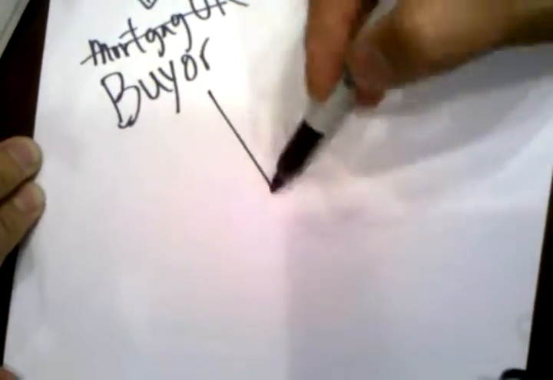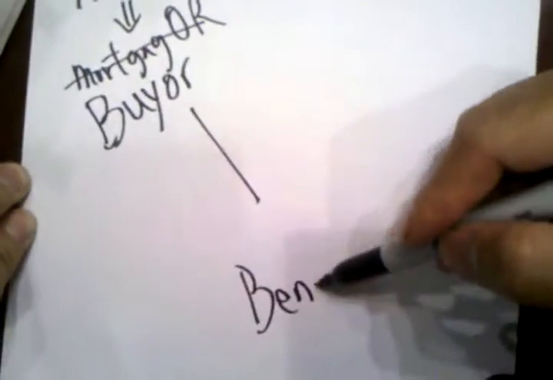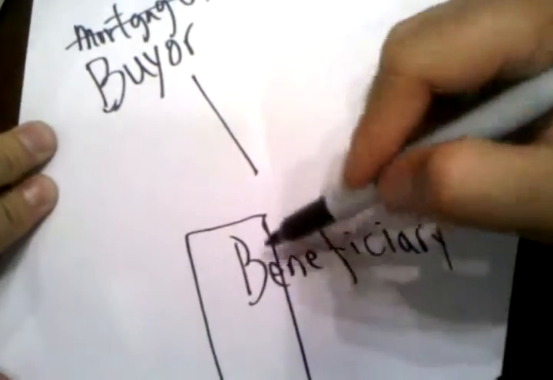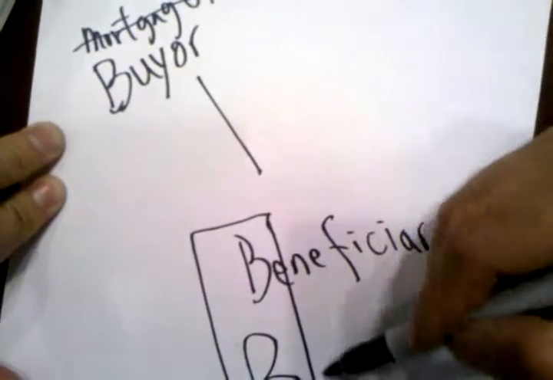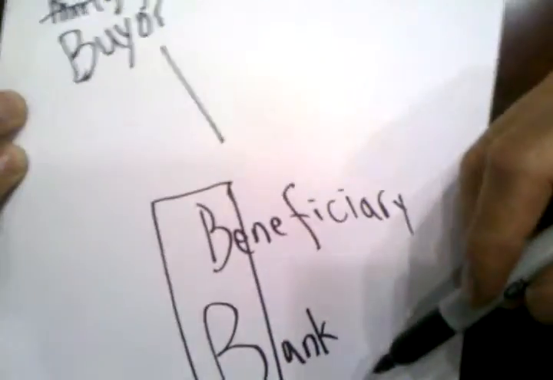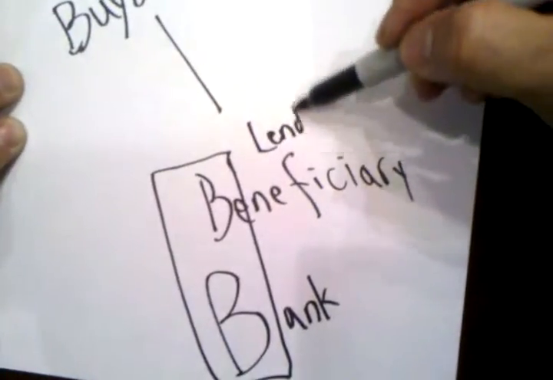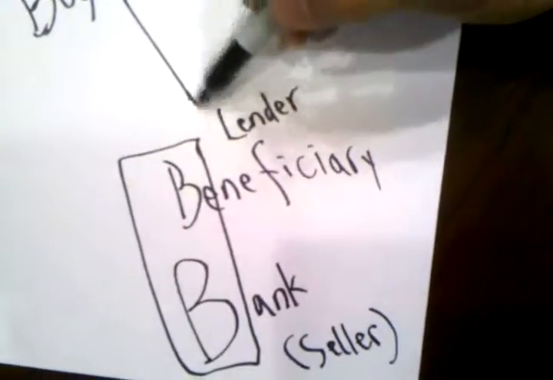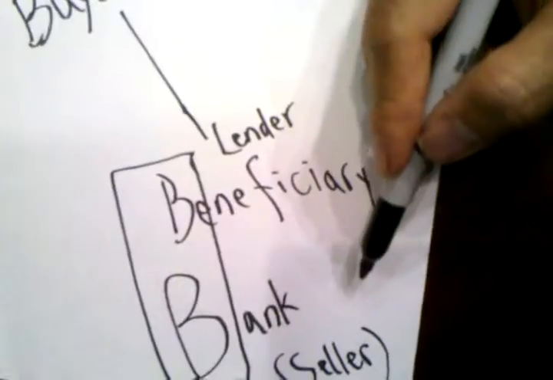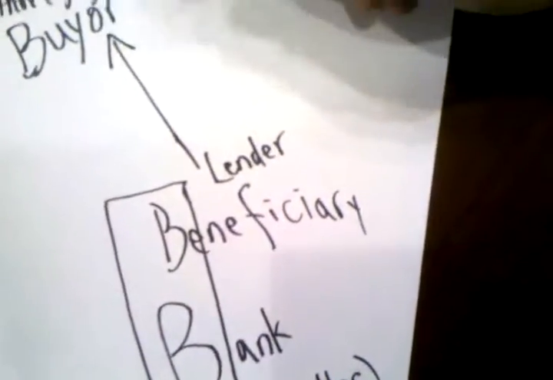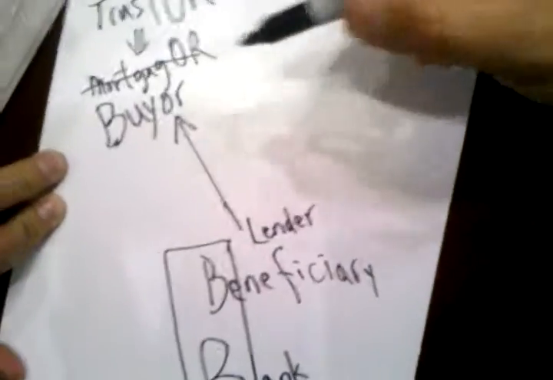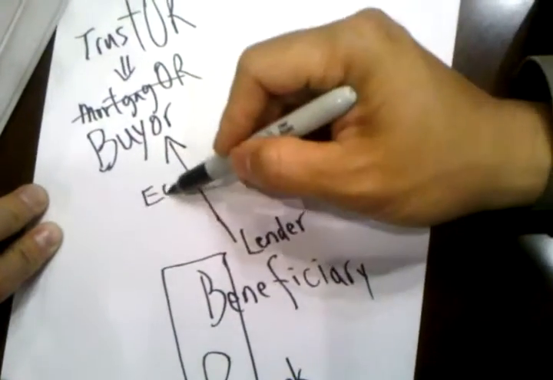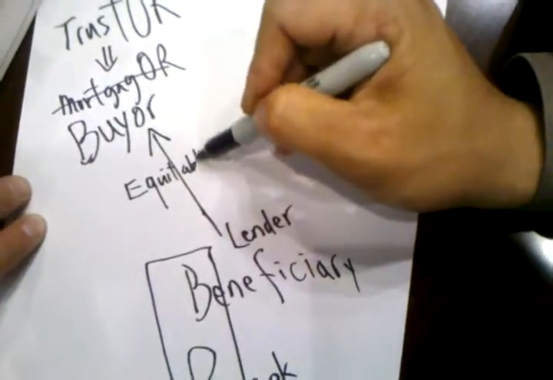Okay, what happened is this truster, first of all, there is a person or a bank called beneficiary. How we remember this is by using this B, saying bank. So bank is a kind of like a lender and also a kind of like a seller. I know it's a little bit confusing, but let's do it this way first. So this seller gave the house to the truster. However, they give one thing called equitable title.